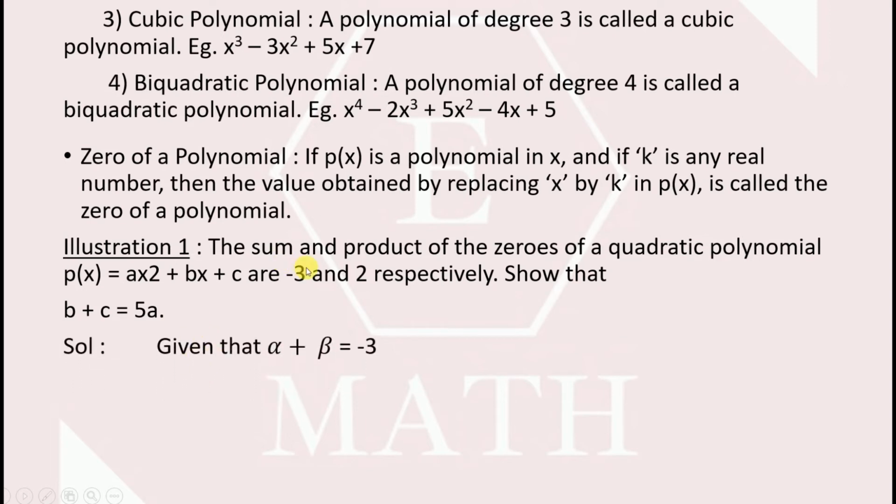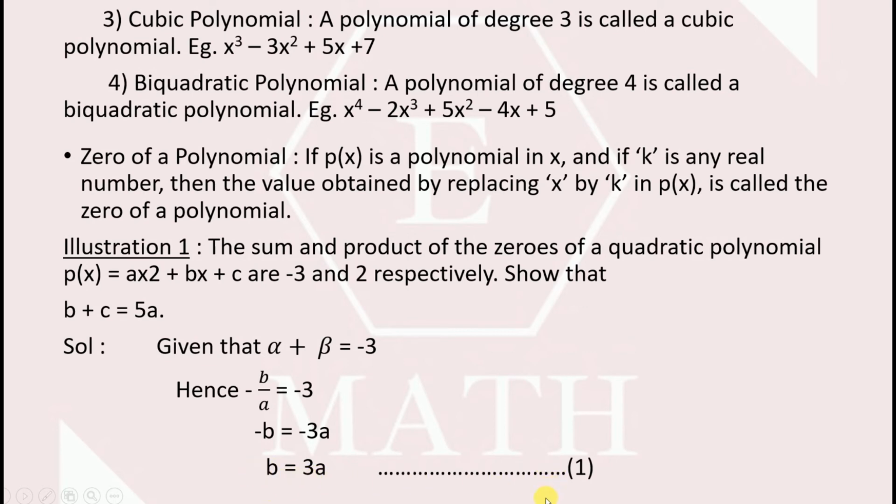Since they have given the sum and product values as minus 3 and 2, let alpha and beta be the two zeros of the quadratic polynomial. We take the sum of the zeros first: alpha plus beta equals minus 3, and the formula is given by minus b by a. The sum of the zeros is minus b by a, and that is equal to minus 3. Minus minus gets cancelled out and the value of b will be just 3a. Let me call it equation number 1.